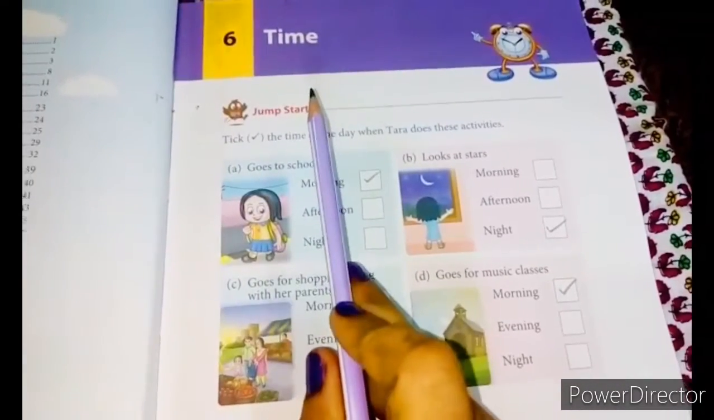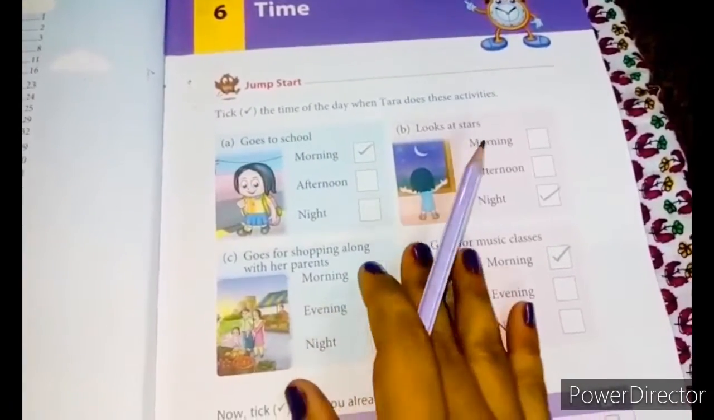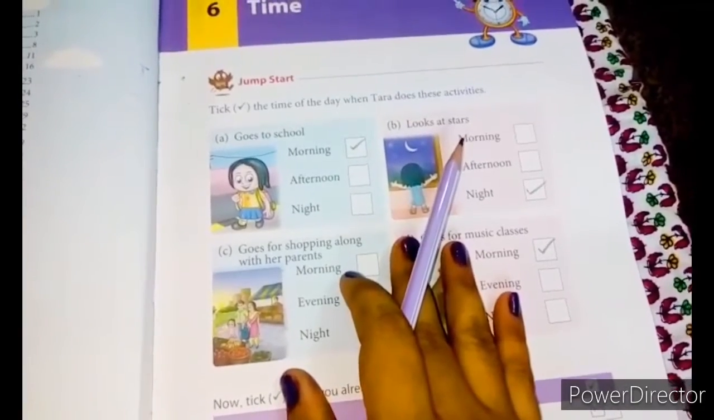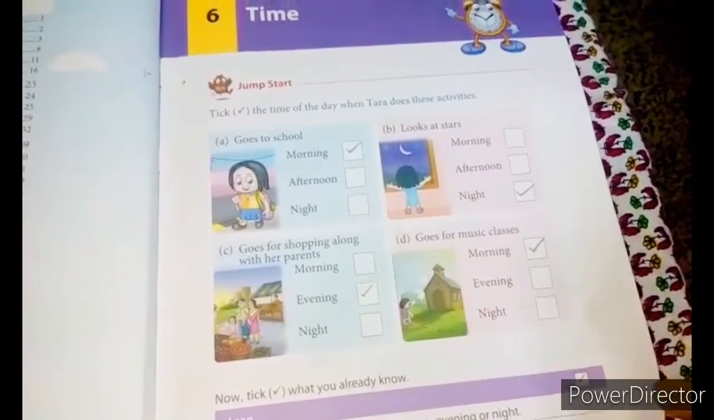Chapter 6, Time. This is the first page of this chapter. I will send you the answers later. Now, turn to the next page, page number 2.